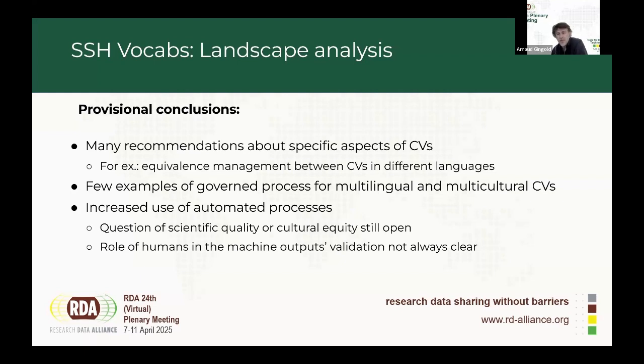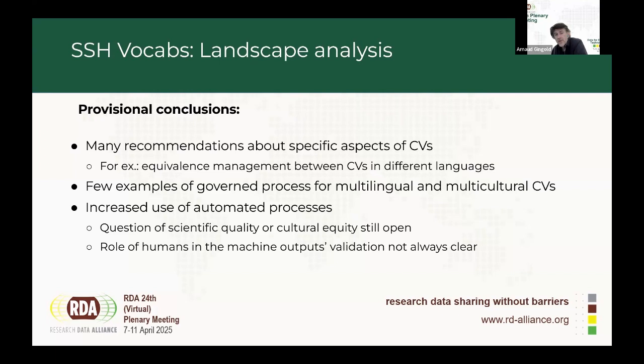Again, taking into account what is actually possible, what is desirable, and so on, the degrees of priority, let's say, in building these fully governed processes. And yes, we saw an increased use of automated processes, raising questions about the scientific quality and also cultural equity. Again, going back to the question of the biases mentioned by Gemma before, how can relying only on automation tools really ensure that cultural equity is respected?